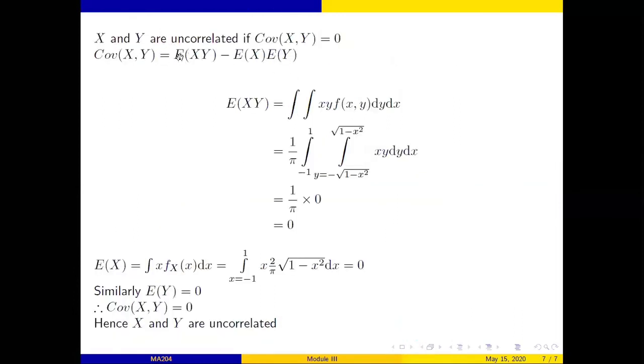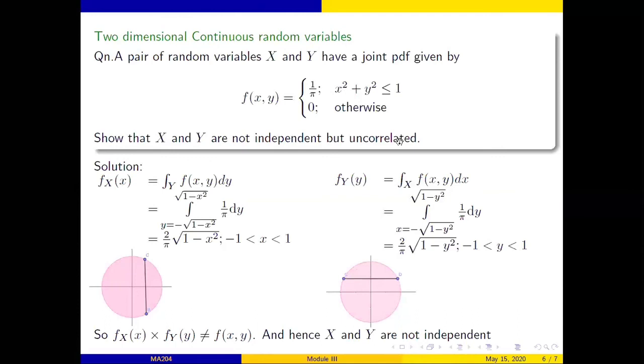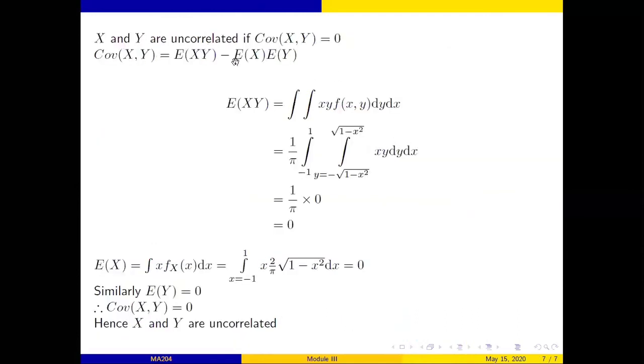Now, the second part, we have to show that x and y are uncorrelated. X and y are uncorrelated if covariance of xy is equal to 0. And covariance of xy is equal to E of xy, the expectation of x into y, minus expectation of x into expectation of y. So we are going to evaluate them one by one. Expectation of xy is the double integral of xy f(x,y) dy dx or dx dy. So it is equal to 1 by pi. The order is set as dy dx.